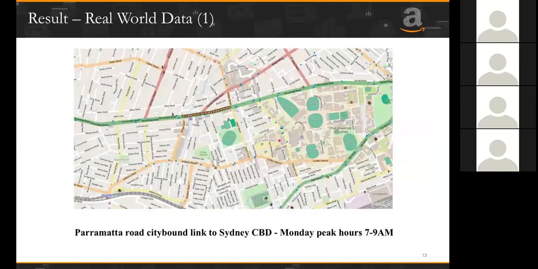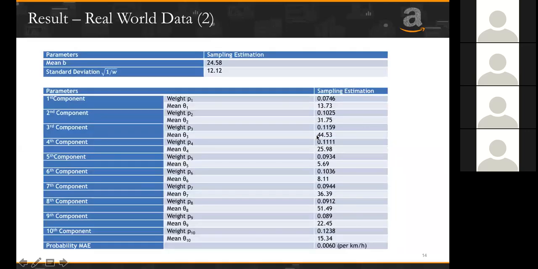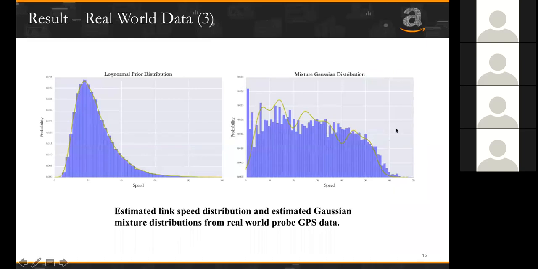So we pick one real world data, which is Parramatta Road city bound, linked to Sydney CBD, on Monday peak hours, 7 to 9 a.m. So this is the link on the graph, and these are our estimations. We choose 10 components for the Gaussian mixture model. This is their estimation, the weights and the corresponding means. This is the graphical representation of our fits. On the left is the parameter theta, which is the mean of the Gaussian mixture model, which follows a log normal distribution. On the right is a mixture Gaussian distribution for all the link estimations.